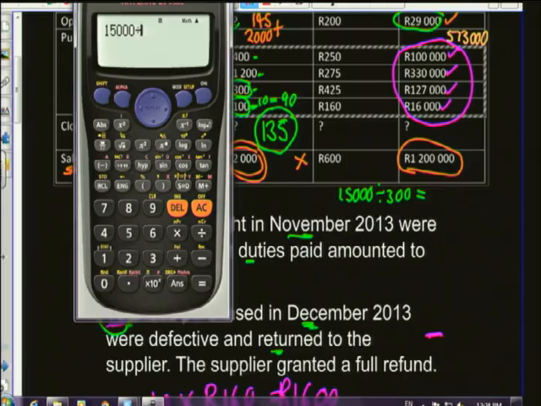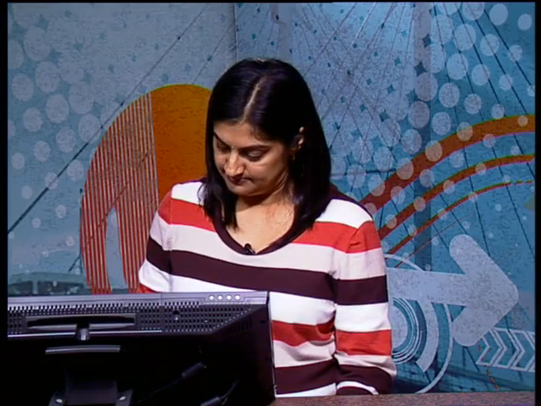We're going to divide this by 300, and that gives us 50. Okay, so we can say we paid 50 Rand in terms of import duties on each pair of shoes. Now, if we go back to our question, what's now going to happen to our calculation? Okay, let's go to our answer sheet.